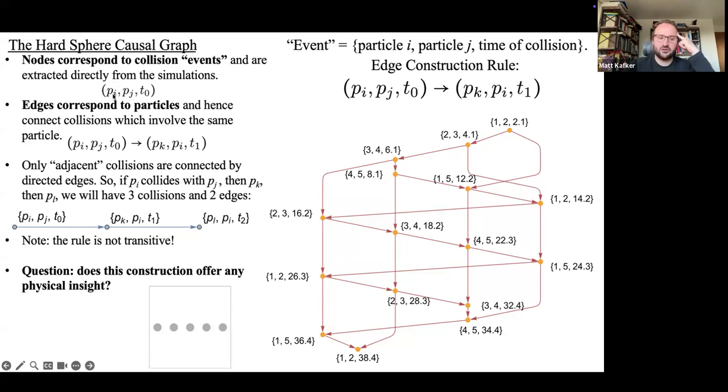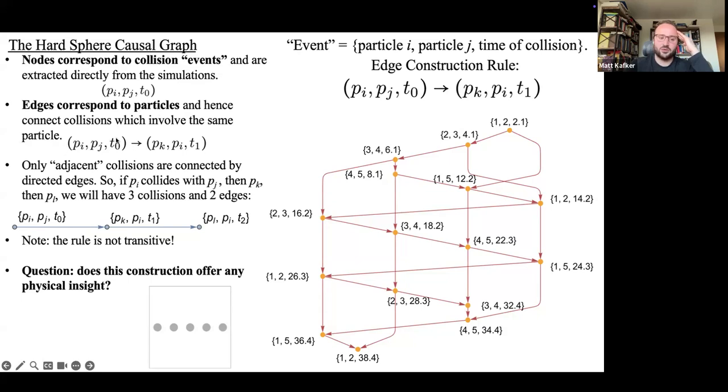Okay, so an event looks like this. You have some particle, particle I, some other particle, particle J. They collide at some time t0. So nodes are events, and this is extracted directly from the time evolution of the system. And then edges in our graph are going to correspond to particles. So they connect collisions which involve the same particle.